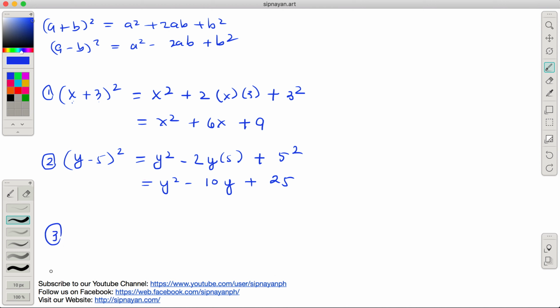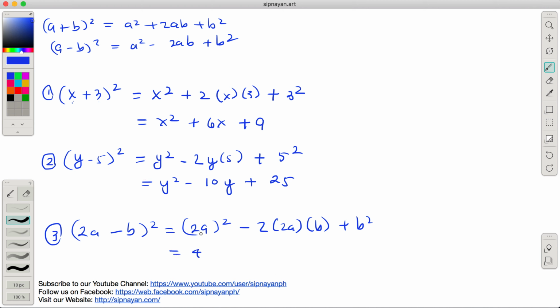Number 3, let's have another example. 2a minus b quantity squared. So, square natin to, yung 2a. So, 2a squared. And then, minus siya. So, minus yung second term natin. And then, 2 times 2a, yung expression na to, and then, times b. And then, plus, kasi plus tayo dito, b squared. So, this is equal to 4a squared.